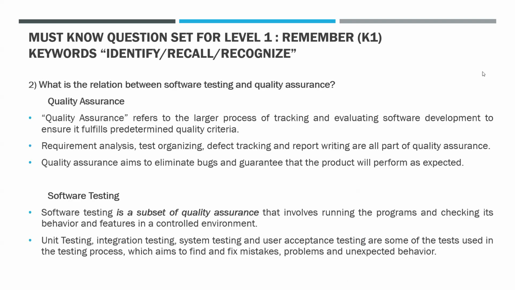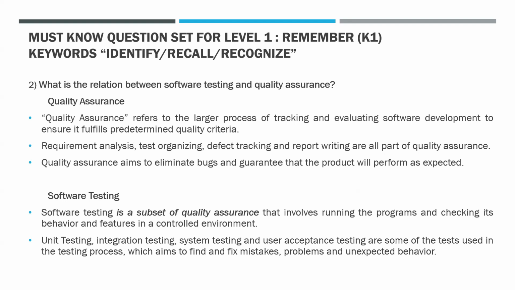Next question is, what is the relation between software testing and quality assurance? So quality assurance refers to the larger process of tracking and evaluating software development to ensure it fulfills predetermined quality criteria. Requirement analysis, test organizing, defect tracking, and report writing are all part of quality assurance. Quality assurance aims to eliminate bugs and guarantee that the product will perform as expected.